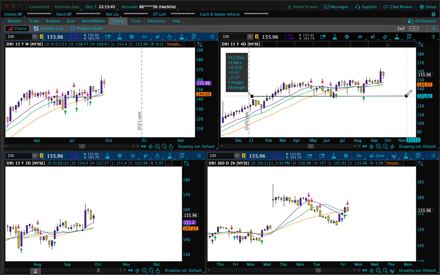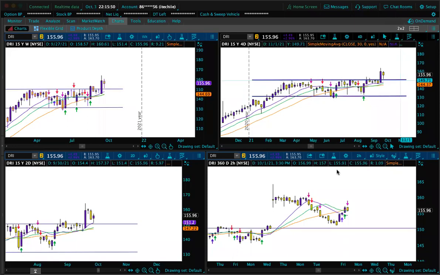Make sure this is as straight as possible. We're going to bring it up to here because this is actually where price had to break out.